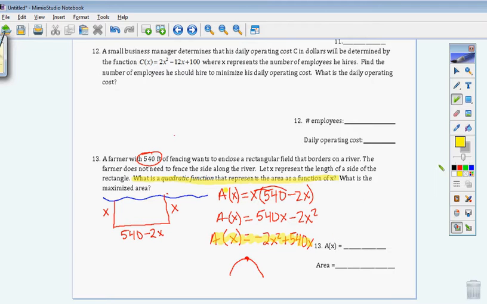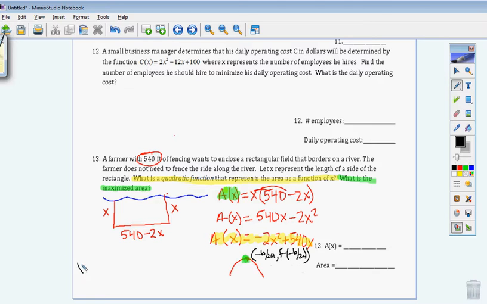But the next question then says, switch to green here, what is the maximized area? Area is the y value. So we want to use the x value, but basically we need the y value of the vertex. Okay, don't forget, this is the maximum point. It has coordinates of negative b over 2a, comma, the function defined at the opposite of b over 2a.